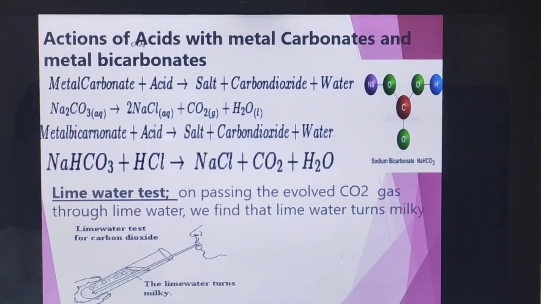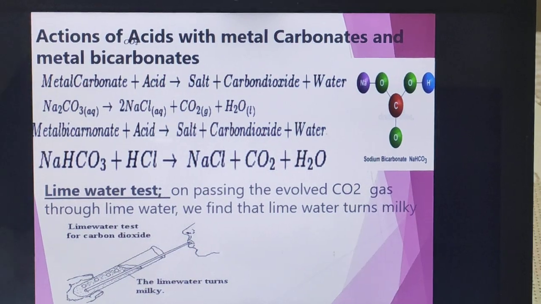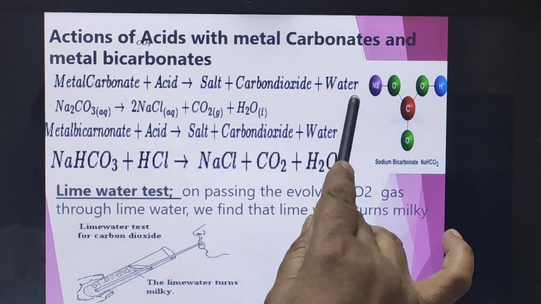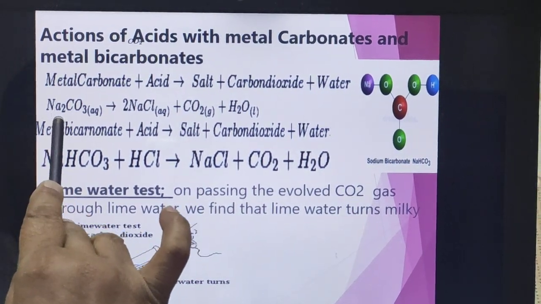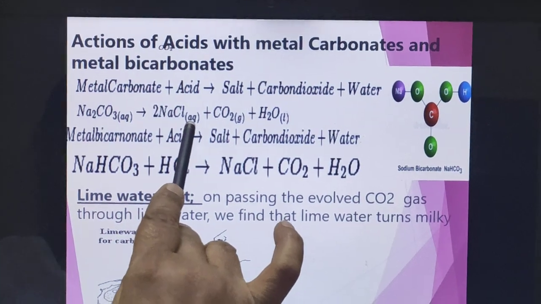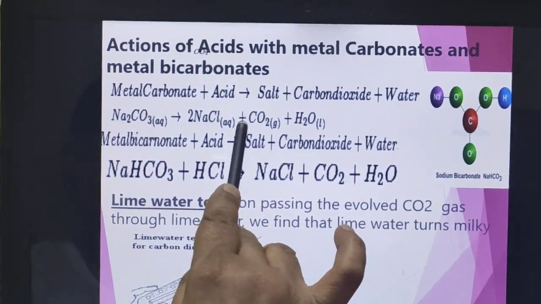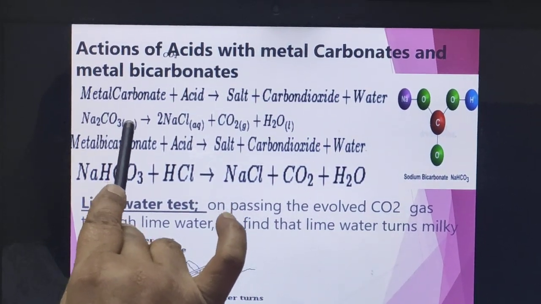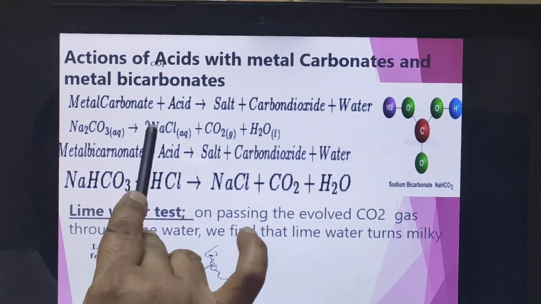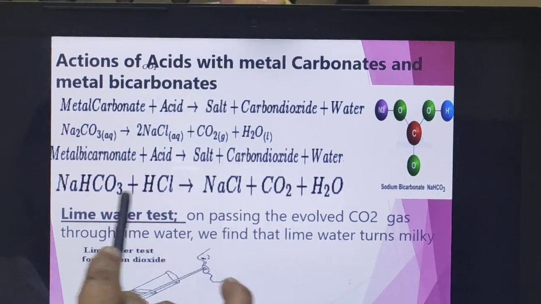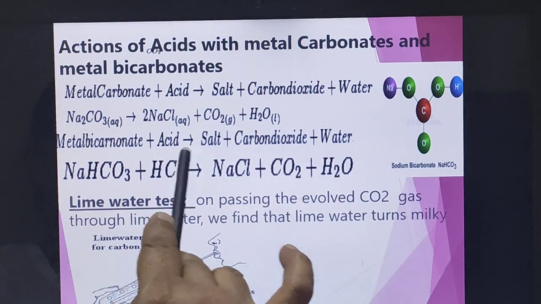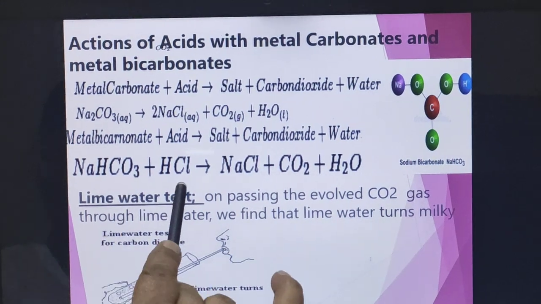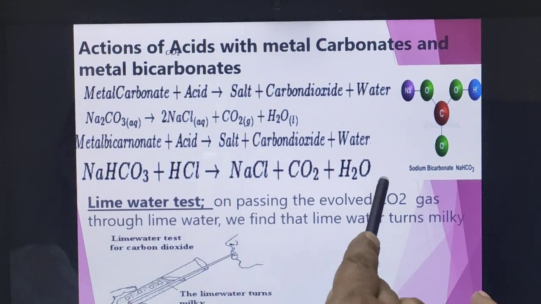Now, next is action of acids with metal carbonates and metal bicarbonates. When a metal carbonate reacts with acid, it gives salt, carbon dioxide and water. For example, sodium carbonate reacts with HCl, so it will give you NaCl plus carbon dioxide plus water. Metal bicarbonate will react with acid and give you salt, carbon dioxide and water. So, sodium bicarbonate with HCl will give you NaCl, carbon dioxide and water.